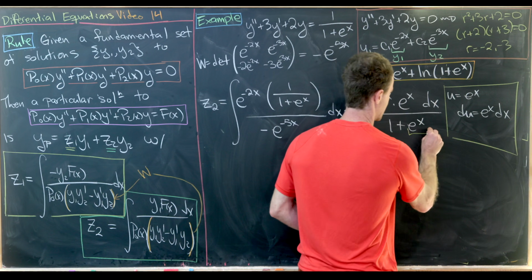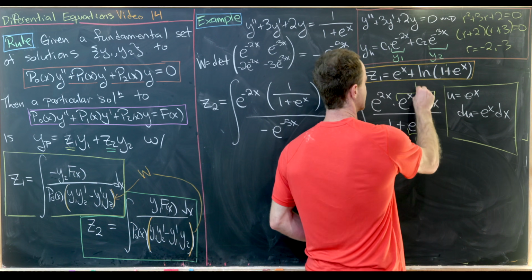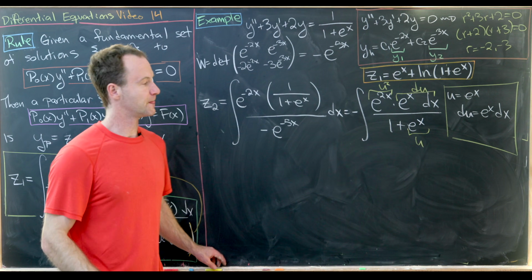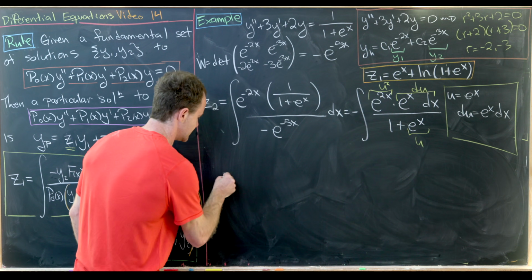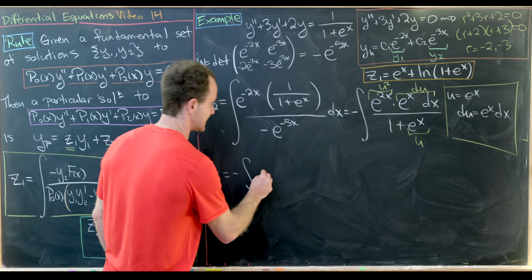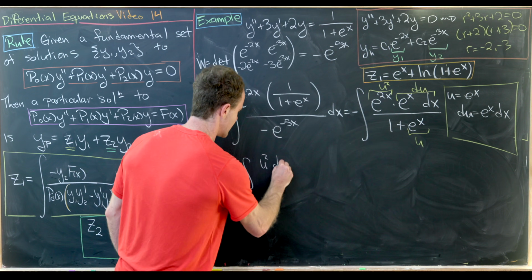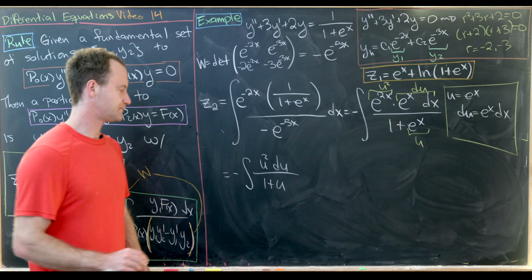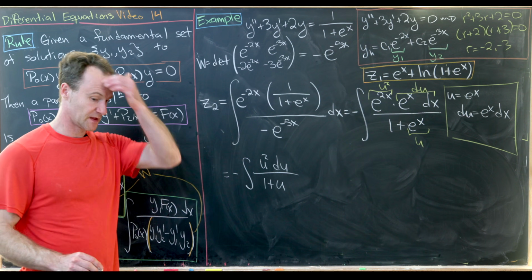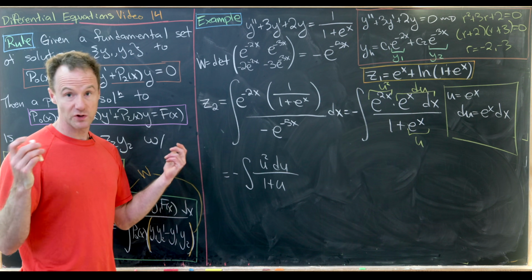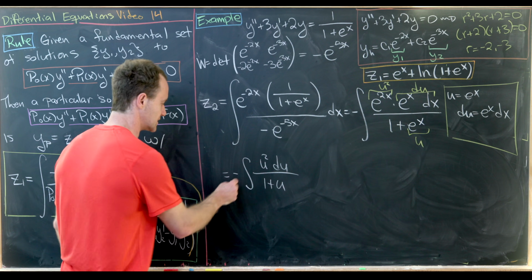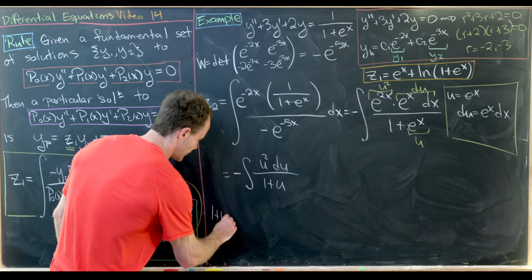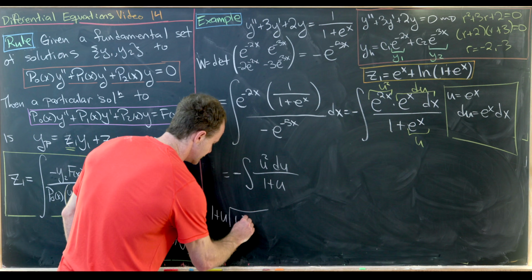So notice we've got a u here, we've got a du here, and this will be u squared. Okay, nice. So this is going to give us negative the antiderivative of u squared du over 1 plus u. Something like that. Now from here, unfortunately, we're going to have to do polynomial long division to simplify this a little bit. So let's write this as 1 plus u dividing into u squared.